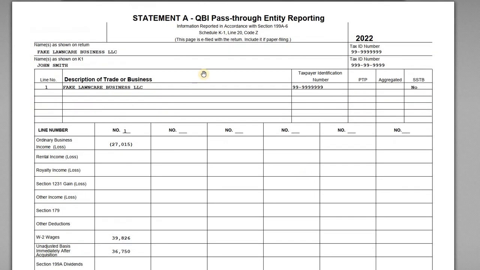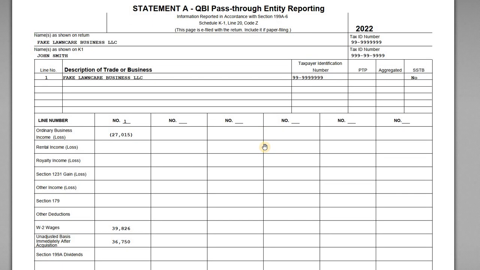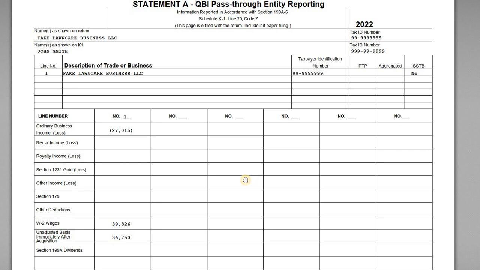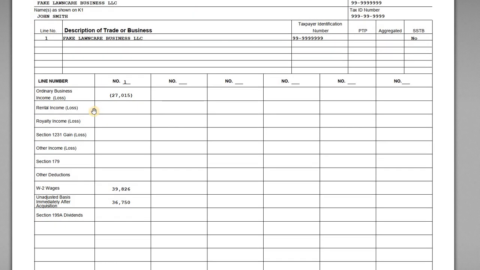So QBI, qualified business income, so this is section 199A. So if you have a qualified trade or business, whether it's a partnership or an S corp or even a disregarded entity, you might be able to get a 20% QBI tax deduction on amounts passed through to you. So this QBI statement shows those amounts that John needs to consider when he's doing his QBI deduction calculation on his 1040.